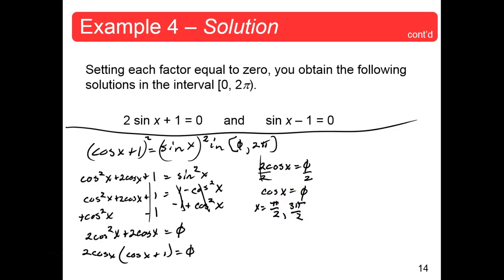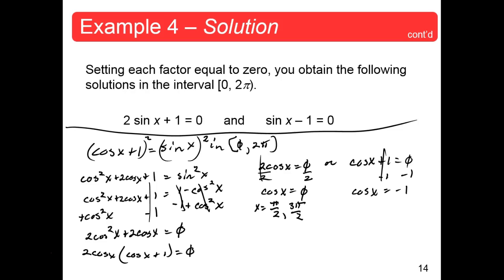Okay, let's do the other one. Or cosine x plus 1 is equal to 0. And what would you do with that one? Just move it over there. Subtract 1 from both sides. That gives you cosine x is equal to negative 1. And where in between 0 and 2 pi is cosine equal to negative 1?